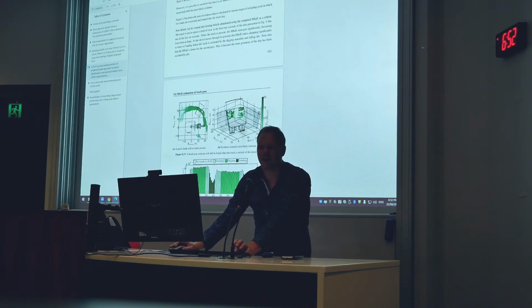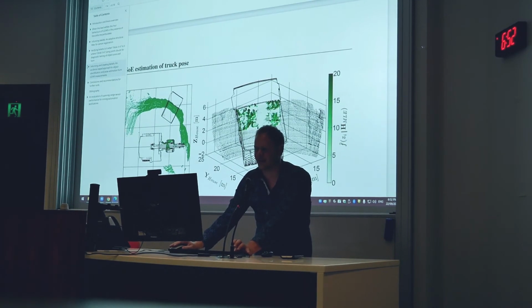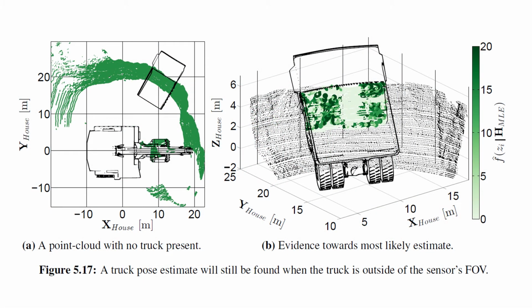We said, look, when there is no truck, it'll still find a truck. It put the truck halfway through the dig face because there wasn't one there. So you need something to say that there's no truck there, it's not in the scene. And that was the final conclusion.